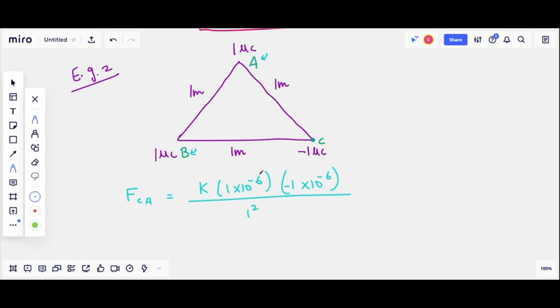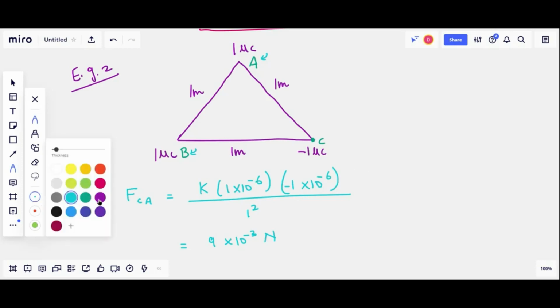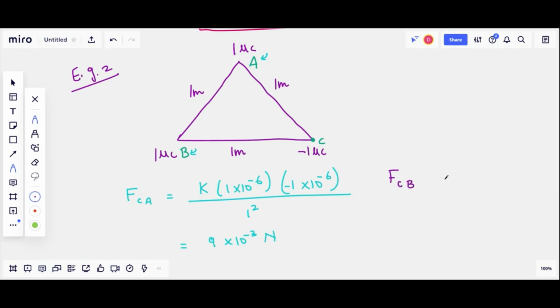So this is exactly like what we solved in the previous equations. We're going to get the same value, 9 millinewtons, or let's say 9 times 10 raised to the power -3 newtons. And definitely the force on charge C due to charge B will also be the same, because everything is the same. The two charges are the same, the distance is the same. So we can say that the magnitude will again be 9 times 10 raised to the power -3 newtons.